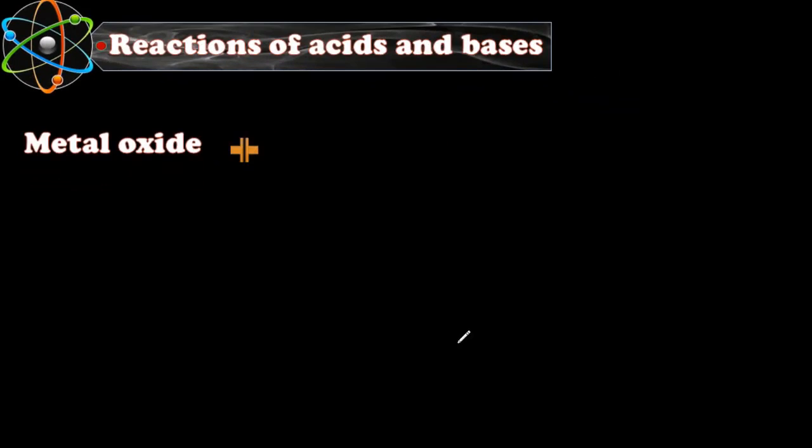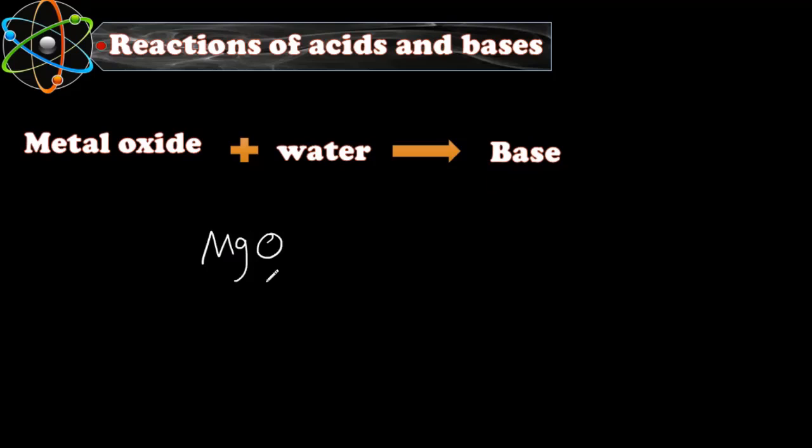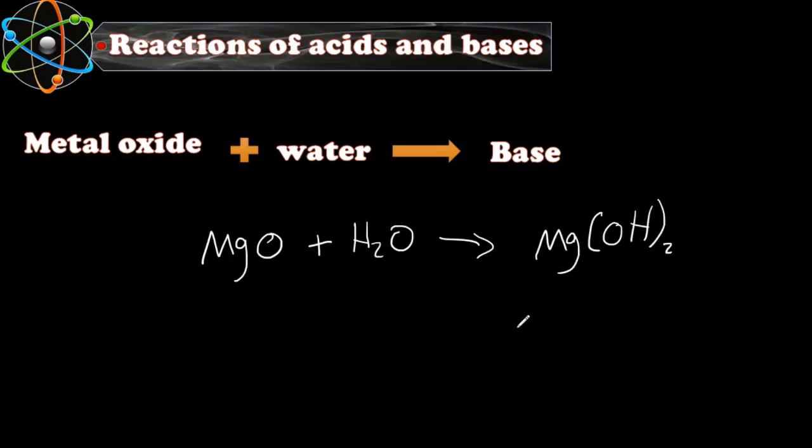Here we have metal oxide plus water. This will give us a base. So if we have a metal oxide, and we know what a metal oxide is, like magnesium oxide plus water, H2O. Now this will jump to here to make the hydroxide group of the base, and the magnesium will be with it. So this will give us magnesium hydroxide. This is the base, magnesium hydroxide.